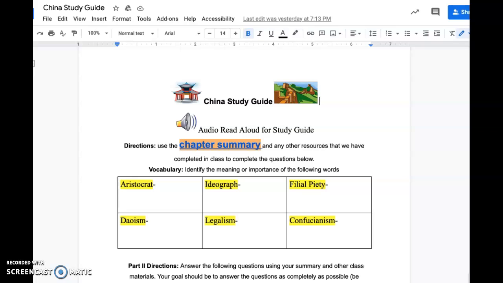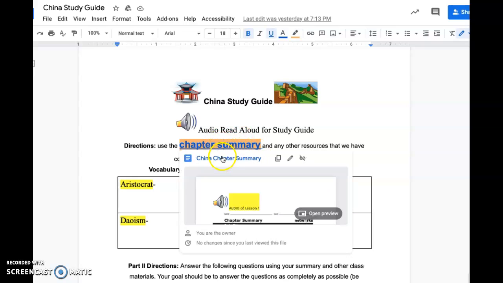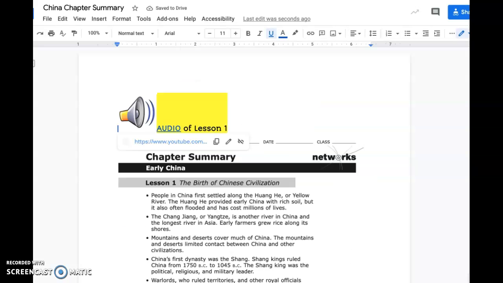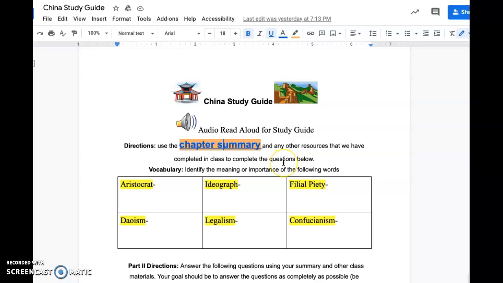China Study Guide. Directions. Use the chapter summary, which is linked here in orange. You're going to click on that and open the summary into a new tab so you have that to refer to, and any other resources that we have completed in class to complete the questions below.